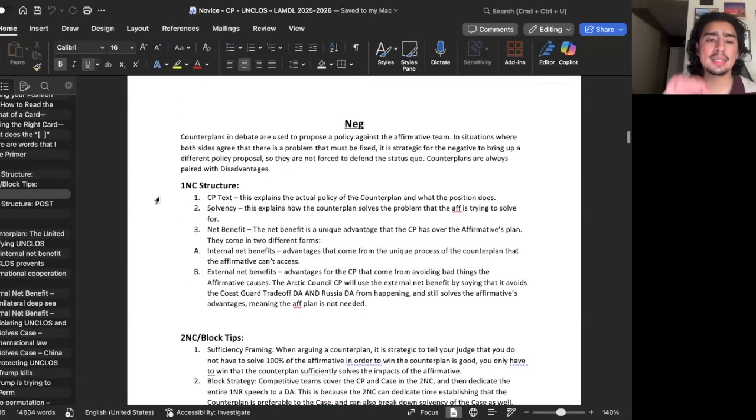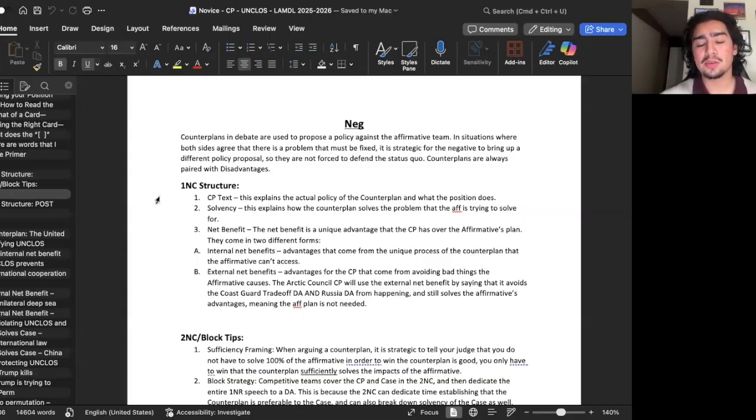Third part is net benefit. So the net benefit is going to be different for most counterplans, and it should be because counterplans are supposed to be unique ways to solve the affirmative. Net benefits are the unique advantages that the counterplan has over the affirmative's plan. So you want to explain how the counterplan is better than the affirmative. You can do this through two ways.